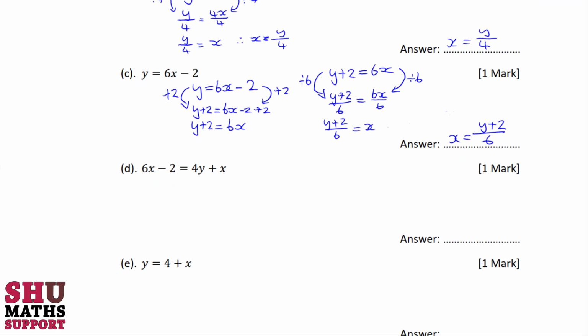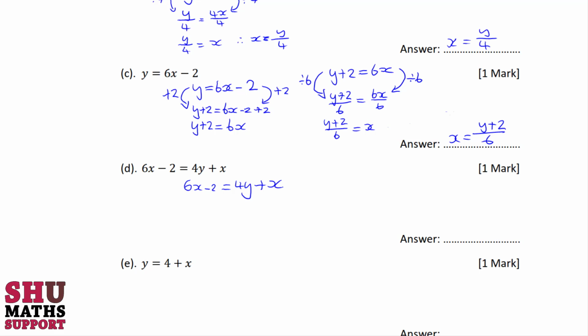So we have 6x minus 2 is equal to 4y plus x. So this time we have two terms on both sides of the equation. So we want to first see if we can simplify both sides. So if we have 6x minus 2, that can't be simplified at the moment. And if we have 4y plus x, that can't be simplified either.